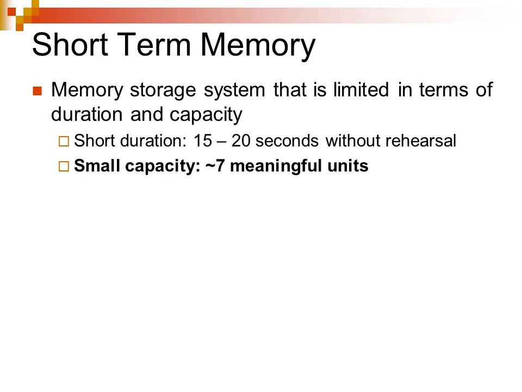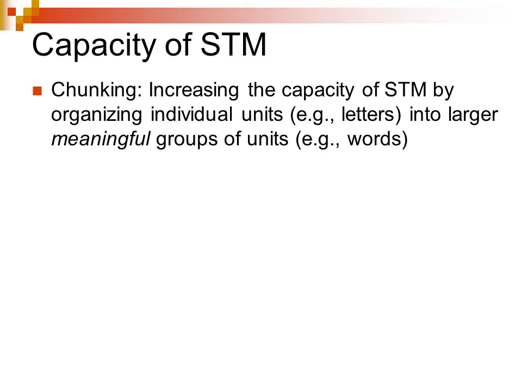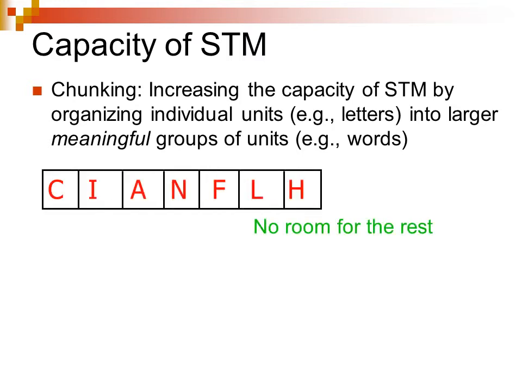So, what's going on? Well, what we are demonstrating is chunking, increasing the capacity of short-term memory by organizing individual units, such as letters, into larger, meaningful groups of units, such as words. Basically, when I read the list of letters to you the first time, I read them in such a way that you could not combine the letters into any meaningful group. As a result, each letter was its own unit in short-term memory.